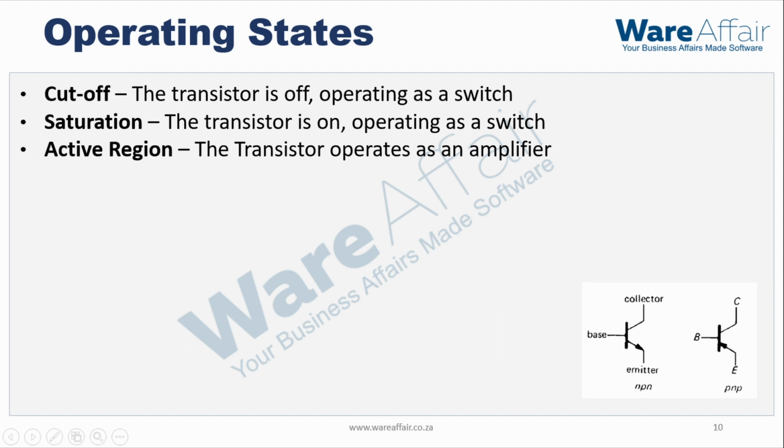They are known as the cutoff state. This is where the transistor is off and it operates as a switch. There's saturation, where the transistor is fully on, operating as a switch. And there's the active region, where the transistor operates as an amplifier.